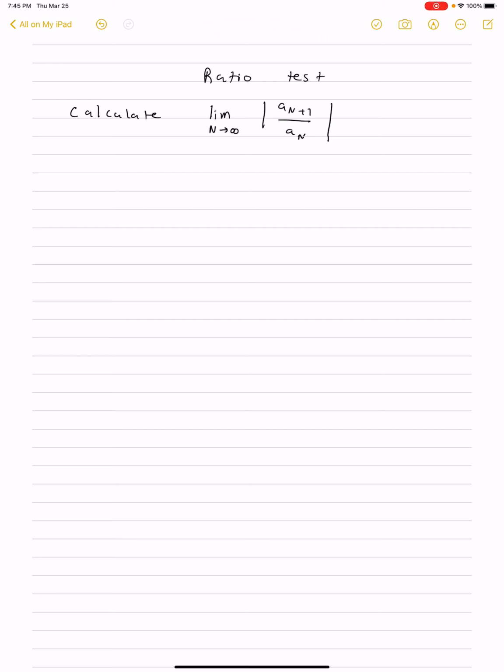Welcome to my lecture on the ratio test, and I've started writing out what the ratio test is. So the first step in the ratio test is to calculate this limit of the ratio of a sequence, a_{n+1} over a_n. And I'm going to call this limit L. There are three possible outcomes for this limit. So one of three things will happen.